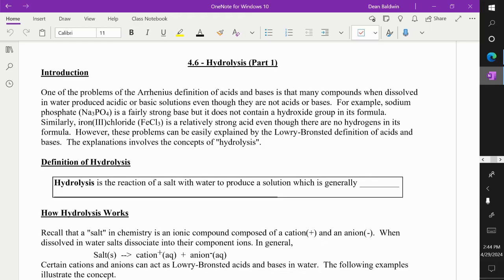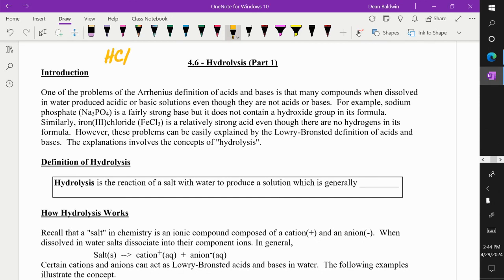Okay. Hydrolysis. So the problem we sort of talked about earlier: up until this level, we called everything that started with an H an acid, and everything that ended in an OH a base. Clearly, that is a very limited definition, because when you put sodium phosphate or iron(III) chloride into solution, you get an acid and a base happening. There are no hydrogens or hydroxyl groups in either of those molecules. So what is happening? This is hydrolysis.